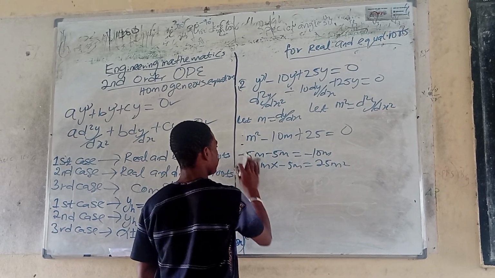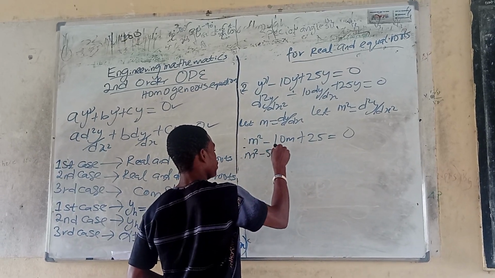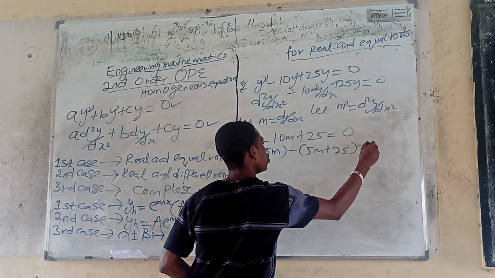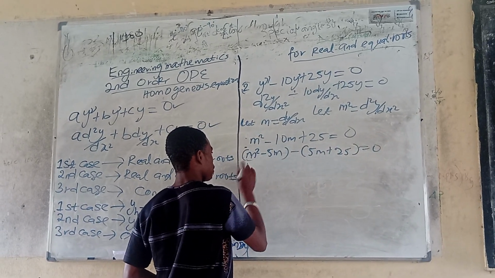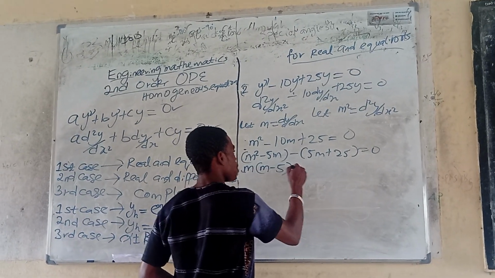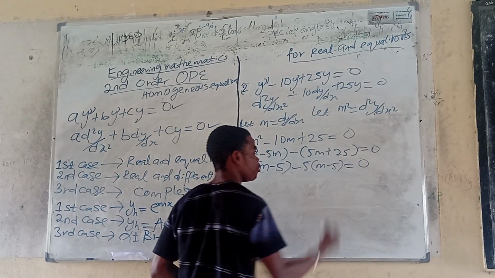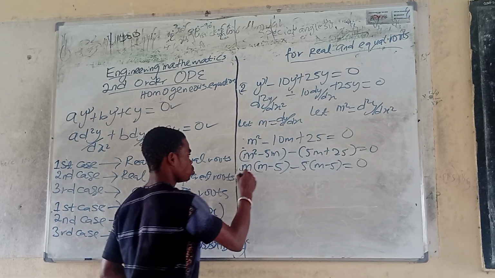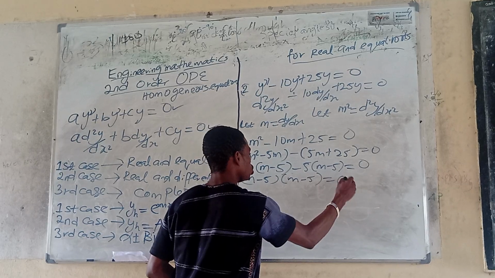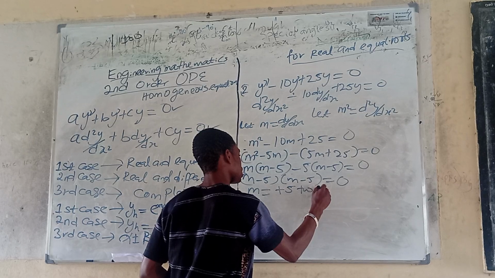So minus 5m and minus 5m is working. So let's use m squared minus 5m, then minus 5m plus 25 equals 0. Factorize out m: m(m minus 5) minus 5(m minus 5) equals 0. So this will be (m minus 5)(m minus 5) equals 0. So m equals plus 5 twice.